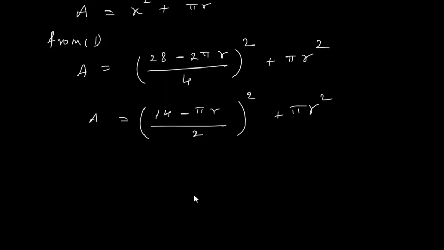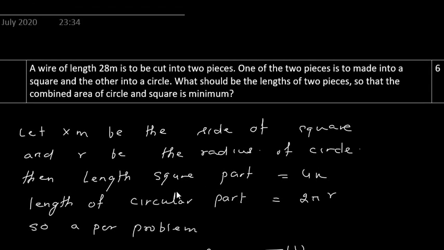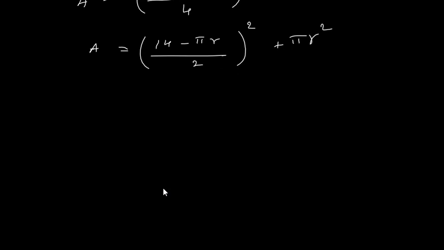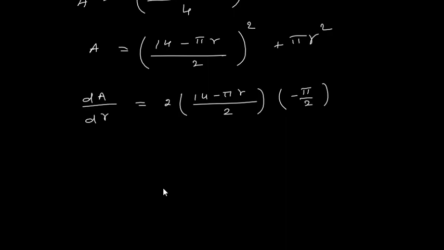Now I differentiate this area because the problem is, if you again see, what should be the length of the 2 pieces so that the combined area of the circle and square is minimum. Combined area should be minimum. So we will first differentiate dA upon dr. This gives 2 times 14 minus pi r upon 2. This is a composite function, so derivative of 14 is 0 and derivative of minus pi r upon 2 is minus pi upon 2, plus derivative of this term is 2 pi r.